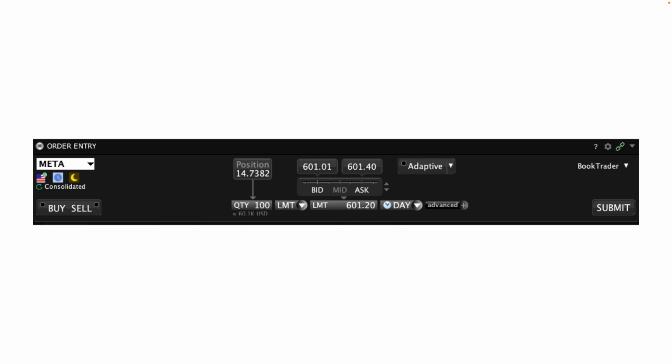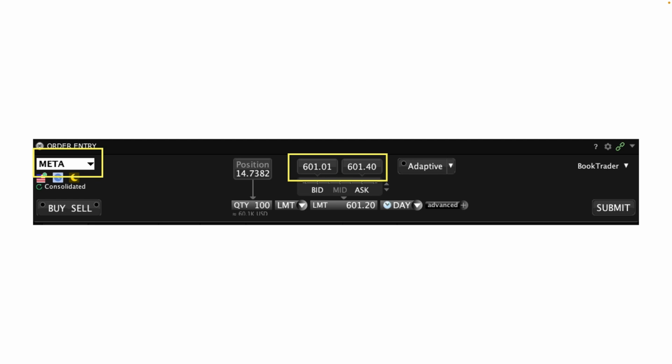To trade stocks, first of all, we need to go to the order entry part of TWS. The first thing we need to do is input the ticker symbol of the stock that we would like to trade. The example we're using here is Meta. After we input the symbol, the ask and bid price will show up in this portion.